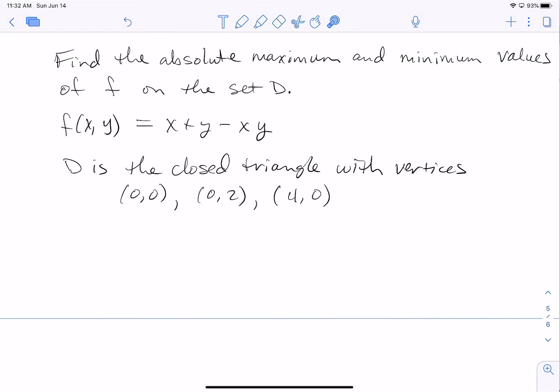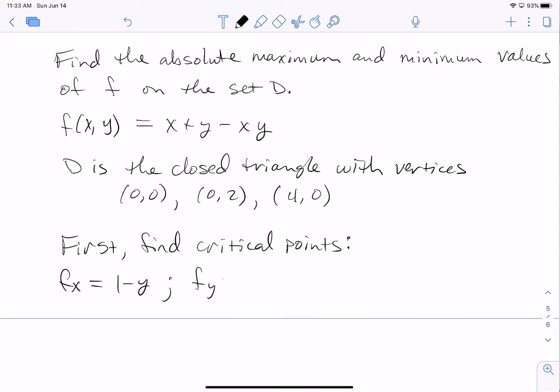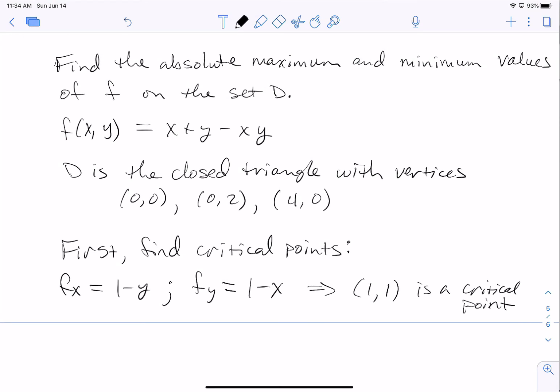This example is, find the absolute maximum and minimum values of f on the set D. Our function f of x, y is equal to x plus y minus x times y. D is the closed triangle with vertices 0, 0, 0, 2, and 4, 0. First things first, find critical points. Fx is equal to 1 minus y. Fy is equal to 1 minus x. So we can see that 1, 1 is a critical point.